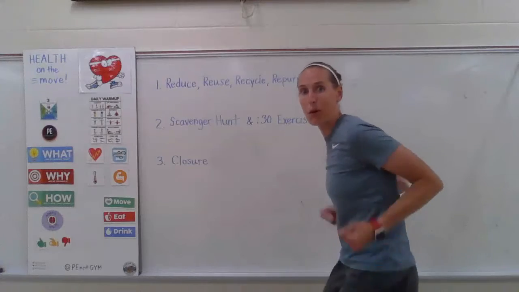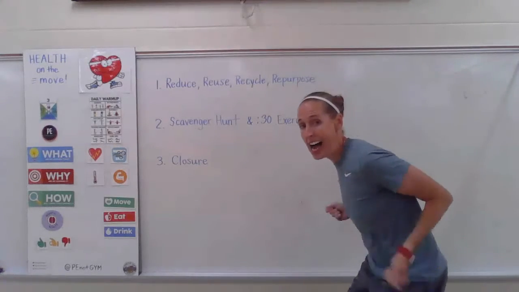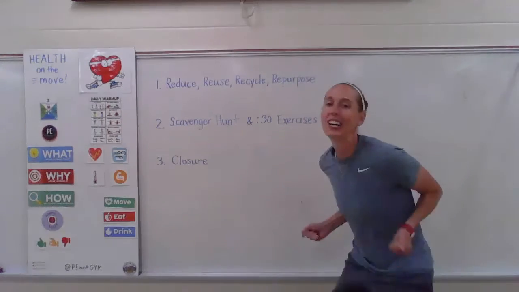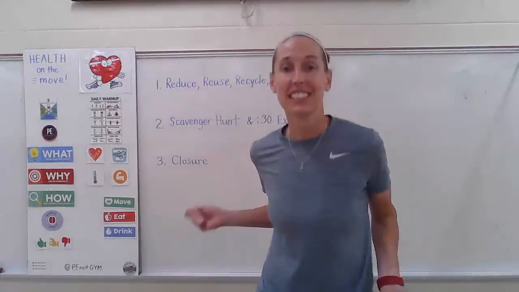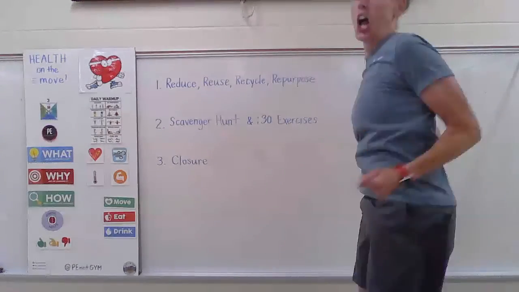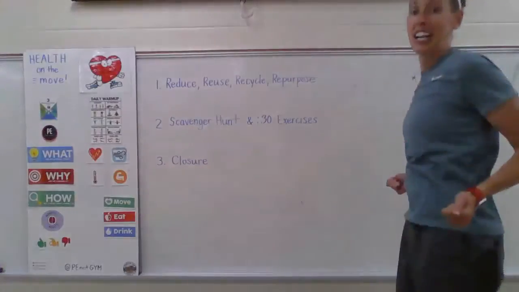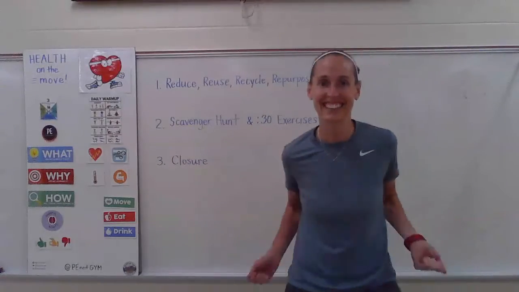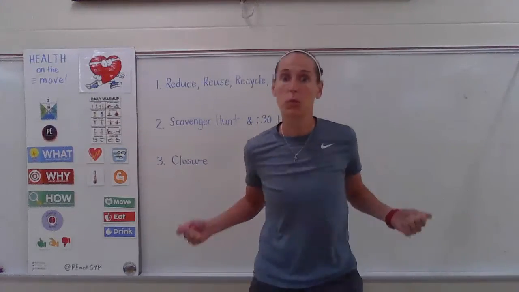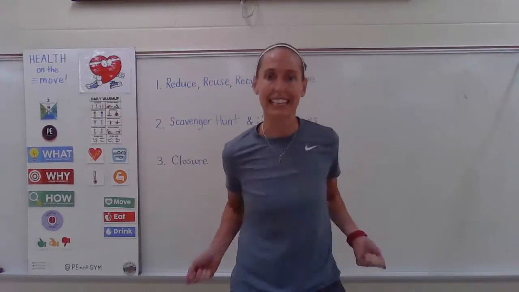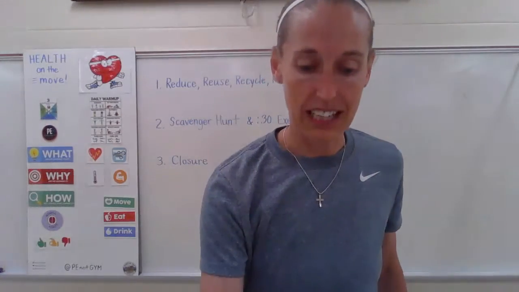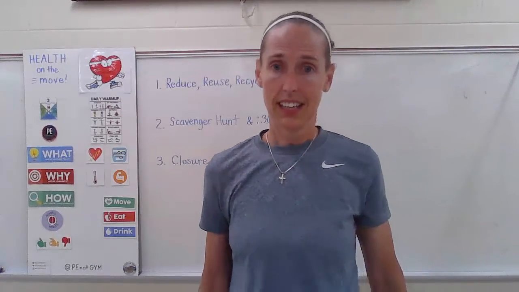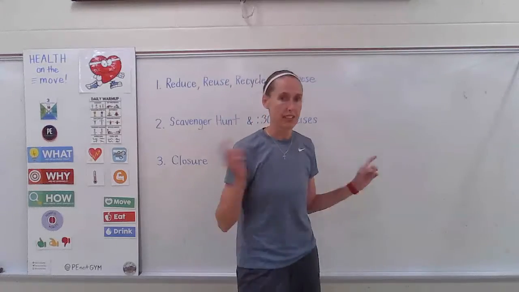How fast can you jump rope? You do a double under. Look at that. What's a double under? It's when the rope goes around you twice before you land. All right, go find something you could repurpose. Something you could use again, but for a different purpose.